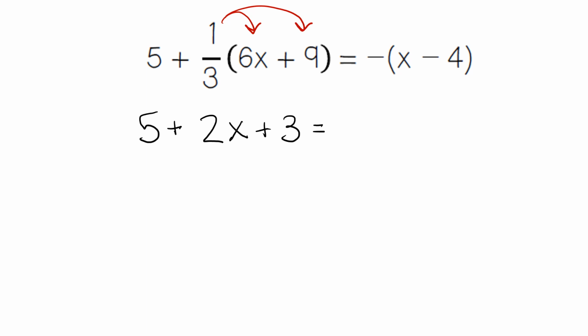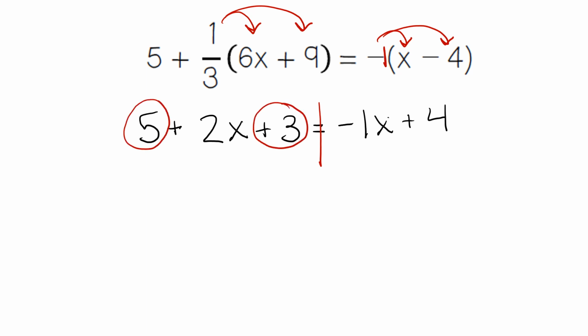On the other side, this is a negative 1 that we are distributing and multiplying by. So that would give us a negative 1x, and then 2 negatives make a positive 4. Step 2 tells us to combine like terms. So we can combine the 5 and the 3 together because they don't have any variables. 5 and 3 combine to give us 8. Everything else stays the same because there are no more like terms.